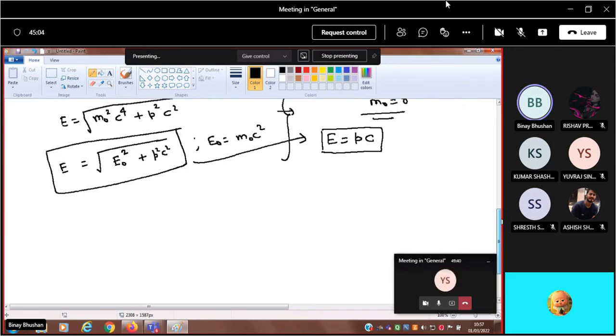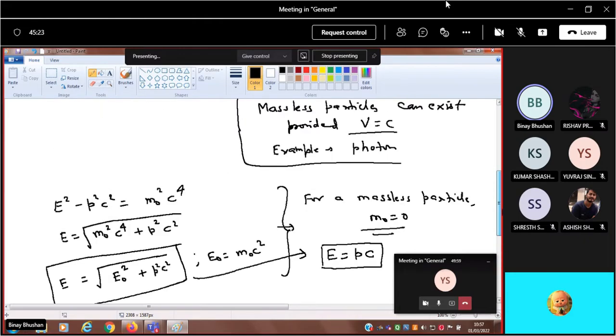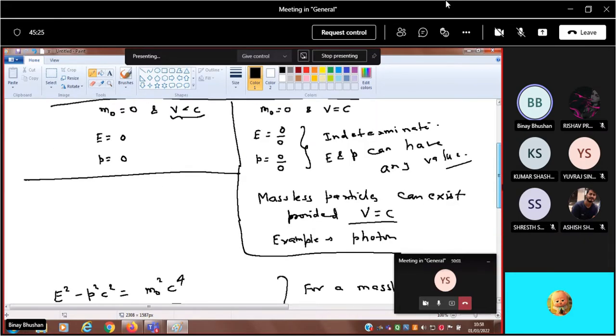Is it okay? Right, Yuvraj? Sir, but initially it has the value 0 by 0. Now it has equal to PC. Separately, 0 by 0 means indeterminate. That doesn't mean that quantity doesn't exist.